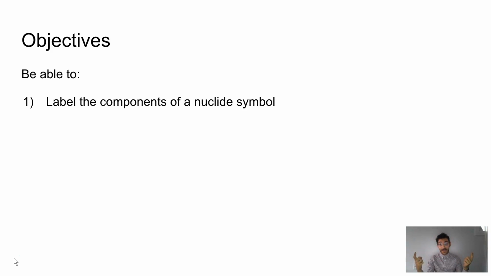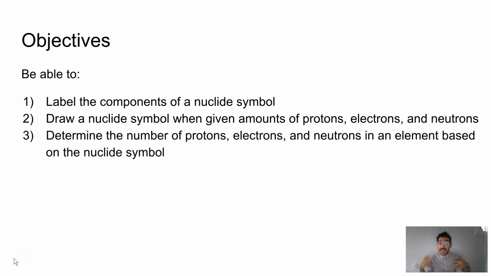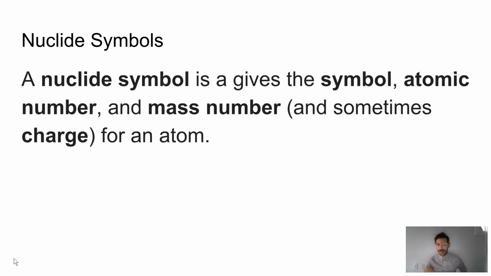are found inside of a nuclide symbol. I would like you to be able to draw a nuclide symbol if you're given an amount of protons, electrons, and neutrons. I would like you to be able to determine the number of protons, electrons, and neutrons that are found in a particular atom if you're shown a nuclide symbol. And I'd like to meet a fuzzy friend. So let's get cracking.